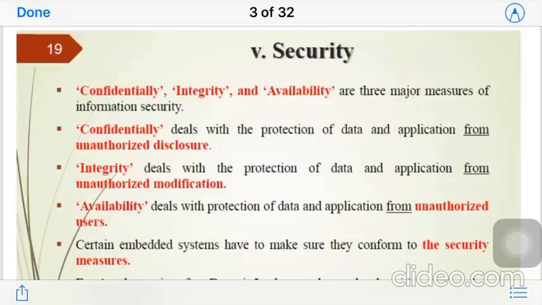So the next operational quality attribute is security. Confidentiality, integrity and availability are the three important measures of information security. Confidentiality deals with the protection of data and applications from unauthorized disclosure. Integrity deals with the protection of data and applications from unauthorized modification. Availability deals with the protection of data and applications from unauthorized users.